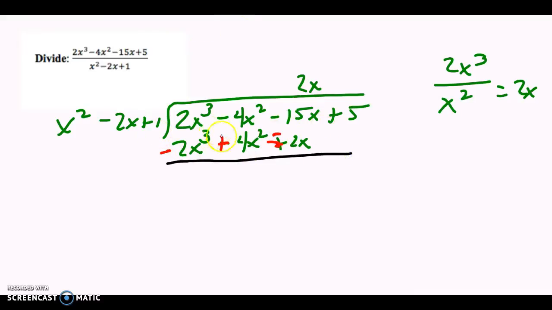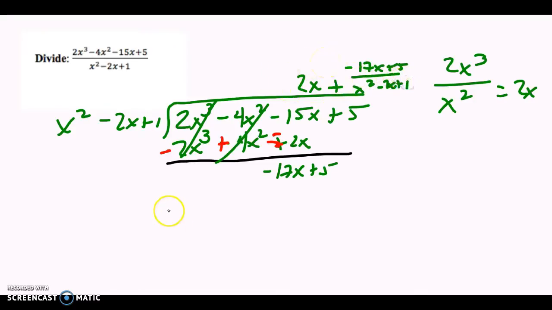Okay, those cancel, and I get negative 17x plus 5. And I can't see how many x squareds go into x because the divisor is bigger than my dividend in degree, which means, my friends, that we have plus negative 17x plus 5 over x squared minus 2x plus 1. All done, and I'll write it clearly down here.